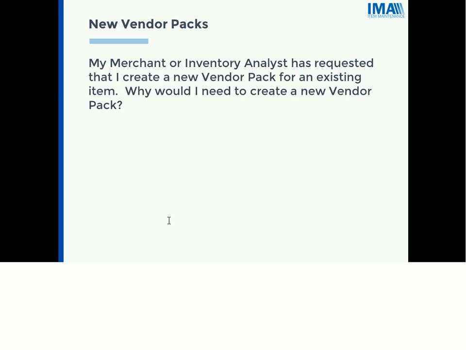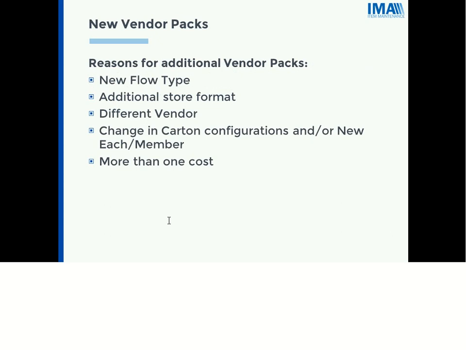Why would I need to create a new vendor pack? So this would be for items that are already operational. Maybe you've been having orders on those items for a while, and suddenly they're asking for a new vendor pack. There are several reasons why they might want a new vendor pack. Could be that they'd like a new flow type. If you've been shipping your items through DC, and they'd like one set up for DSC or any of our other flow types, then you would need a new vendor pack. You cannot change flow types on existing vendor packs.